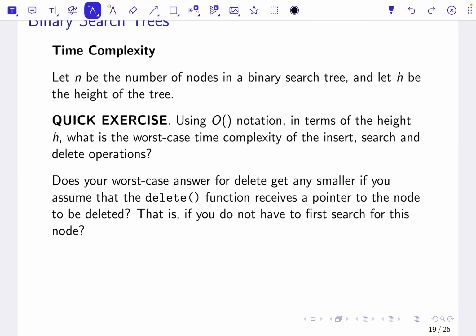So as a sort of warm-up for finding the time complexity in terms of n, the number of nodes in the tree, we'll take a look at the time complexity of its operations in terms of h, the height of the tree. So using big O notation, and in terms of the height h, think about what the worst case time complexity of insert, search, and delete are.